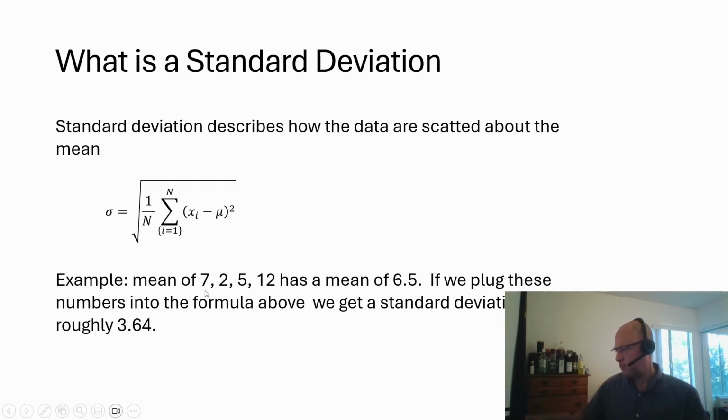With the example from the previous slide, if we have this sequence of numbers here, we said that the mean was 6.5. If we plug this into this formula up here and calculate the standard deviation, we get this number here, about 3.64. So the scatter about the mean is going to be roughly 3.64.